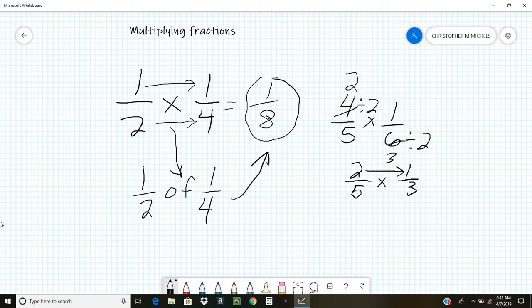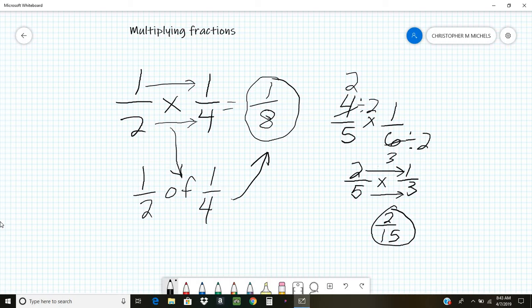But then now we have it reduced. So we multiply straight across. So that gives me 2 times 1 is 2. 5 times 3 is 15. So we get 2/15. Now we look at this one, we ask ourselves, is this reduced all the way? And yes, it is reduced all the way because 2 and 15, they don't have anything in common. That is our final simplified answer.